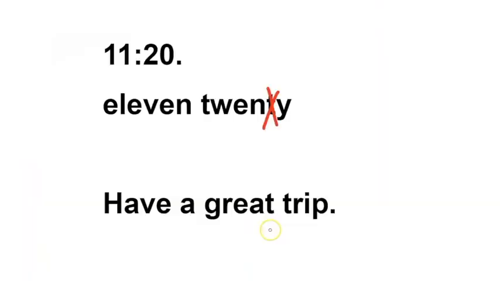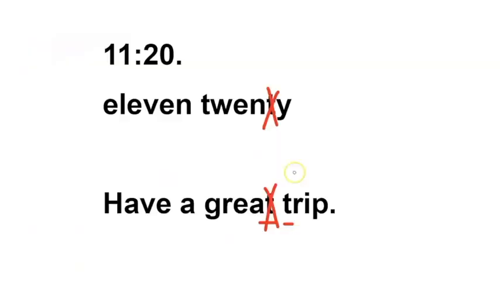Have a great trip. Again, I did not make 2 T's. One word ended in a T, the next word began in a T, but I didn't repeat the T. Have a great trip. Trip. The TR consonant cluster can be and often is pronounced as a CHR. Have a great trip.